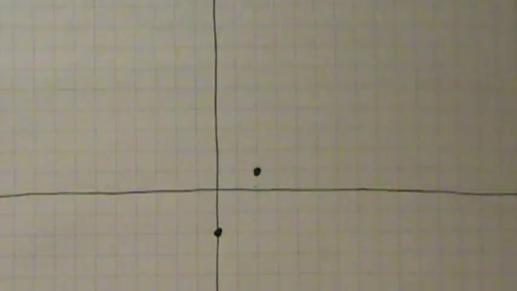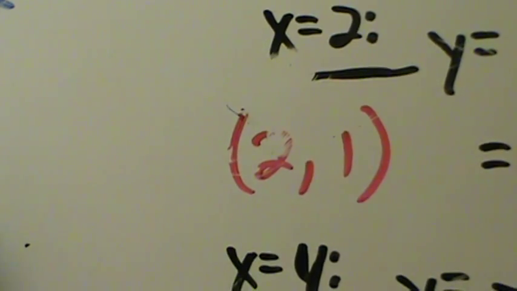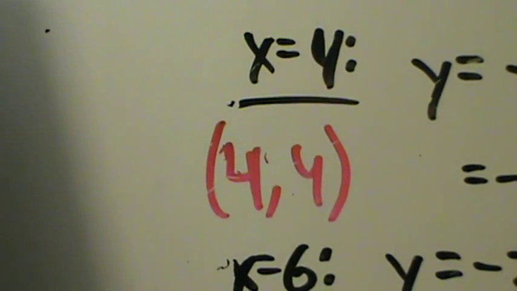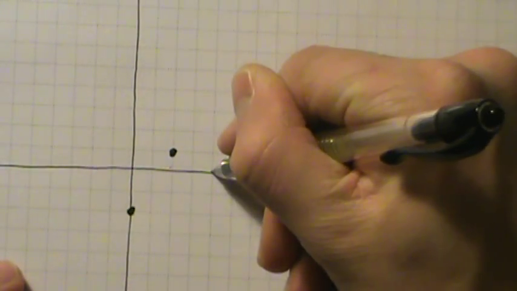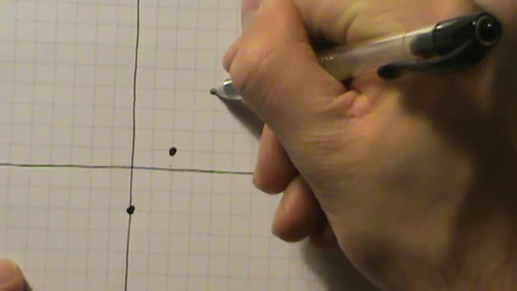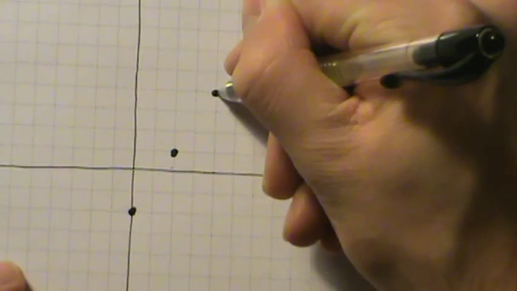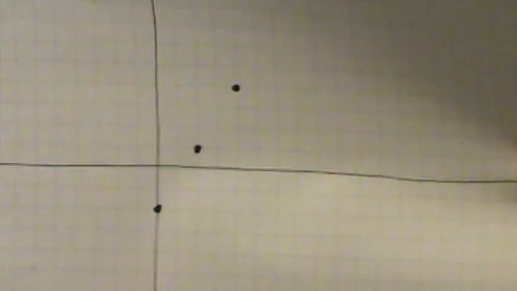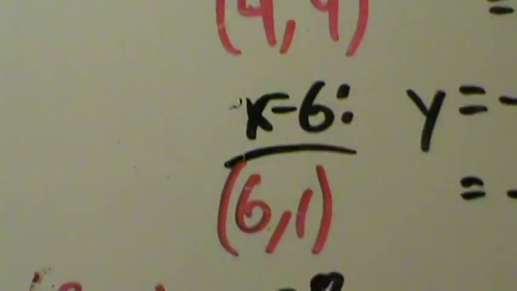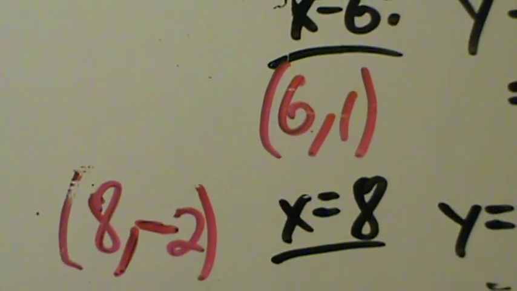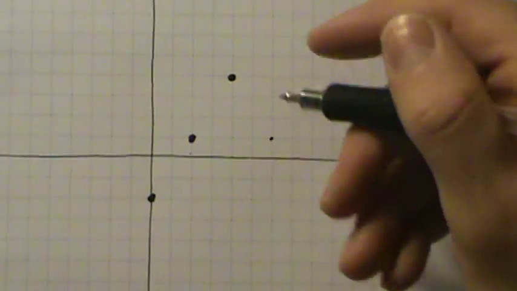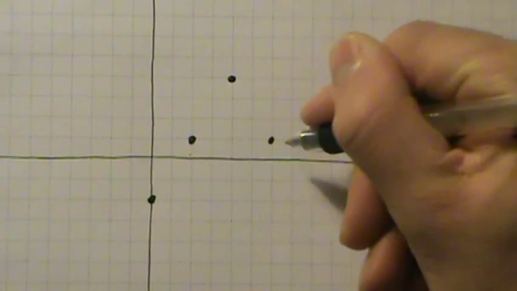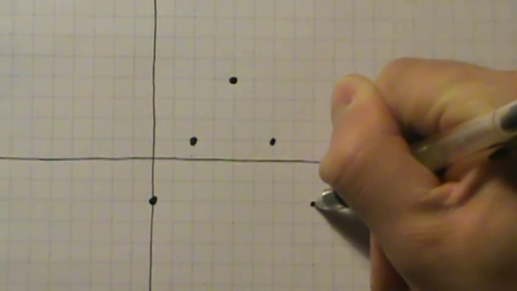Okay, what's next? What was next was 4 comma 4. So let's plot that, 4 comma 4. So that's going to be 4 comma 4 up here. Okay, and then what came after that? 6 comma 1, and then 8 comma negative 2. Okay, so 6 comma 1 is over here. And then 8 comma negative 2 is down here.